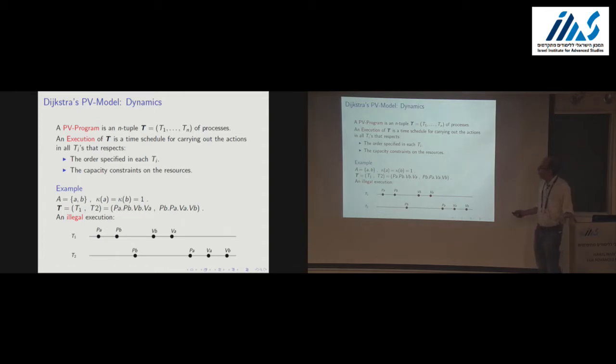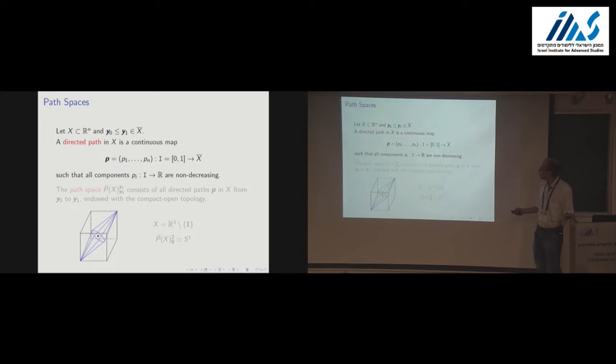Now we would like to see the geometrical content of this model. So we would like to encode the dynamics somehow topologically. And this is also quite simple, but prior to that we have to talk about path spaces. So what are path spaces?